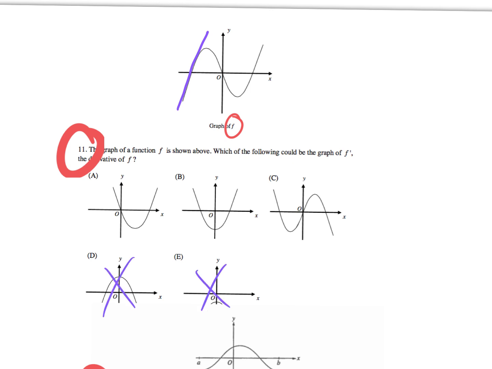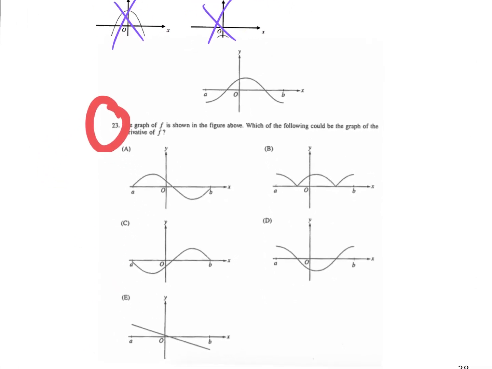And then my F primes are negative all the way from a negative x value to a positive x value. So my f prime graph has to be beneath the x-axis from a negative x value to a positive x value. That's how we got to get rid of A. A is just not in the right spot. We have negative f prime values in the second quadrant, and they don't. We got to have them over here. So this one's going to be B.